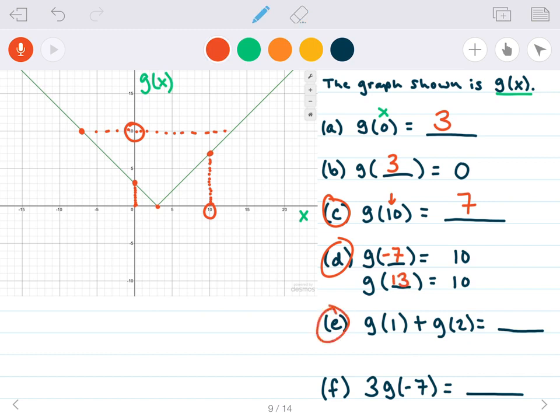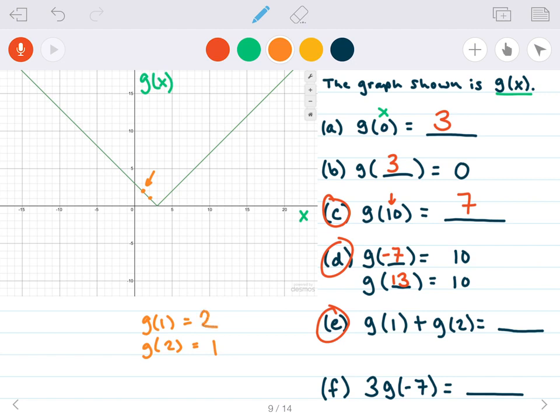Alright, the next one, what is g of 1 plus g of 2? Well, we need to figure out what the numbers are for g of 1 first, and g of 2. So g of 1, if we look at our graph, what is the output when the horizontal is equal to 2? Well, that's going to be right here. Okay, that's going to be at 1. So g of 2 is equal to 1. And g of 1 is equal to 2, right here. So g of 1 equals 2.